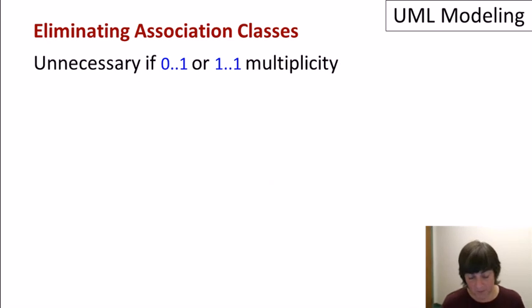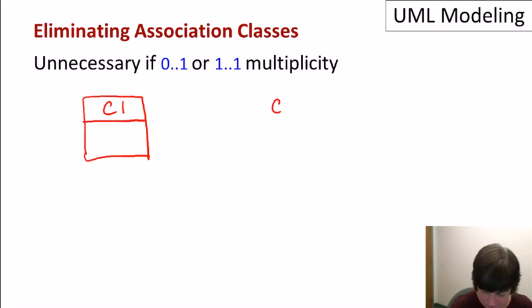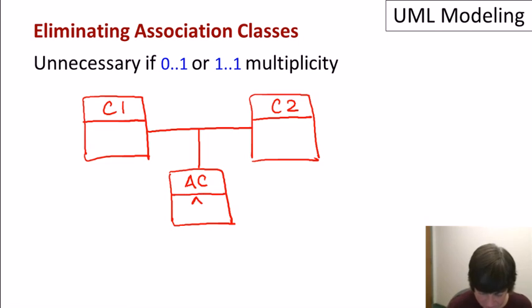Now, sometimes we can make a design that has an association class, and it turns out we didn't really need it. And we're going to come back to multiplicities to see how this can happen. So again, let's take a look at just generic classes C1 and C2. Let's say that we have an association between them, and then we have an association class. We'll just call it AC. And that's going to have some attributes. We can call them A1 and A2 for now. And of course, there's attributes in C1 and C2 as well.